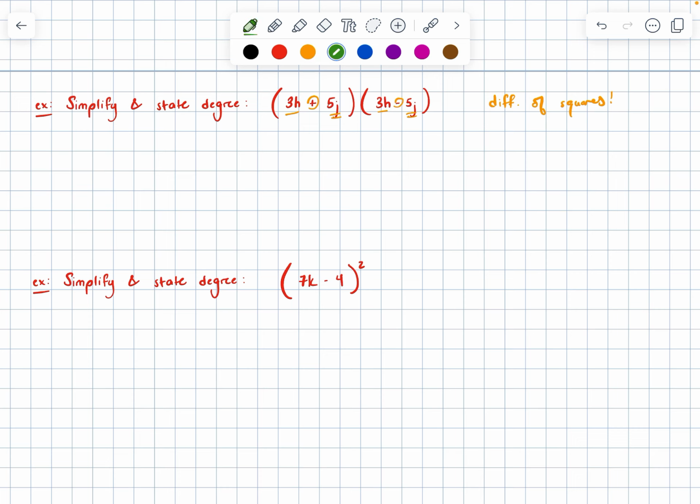That immediately tells me that in my special pattern, this is going to need to be a squared, whatever the thing at the front is squared, minus whatever the thing at the back is squared. Well, the thing at the front is 3h. 3h times 3h gets me 9h squared, minus 5j times 5j would give me 25j squared.